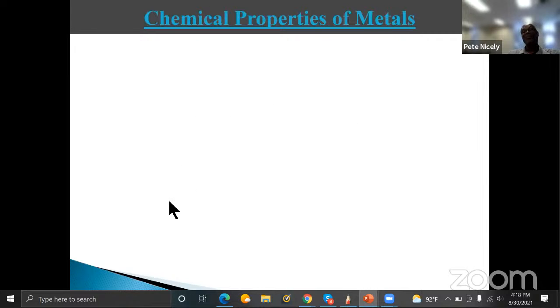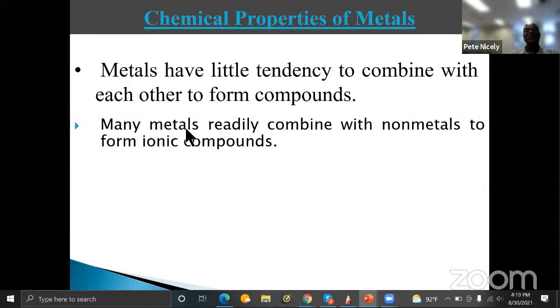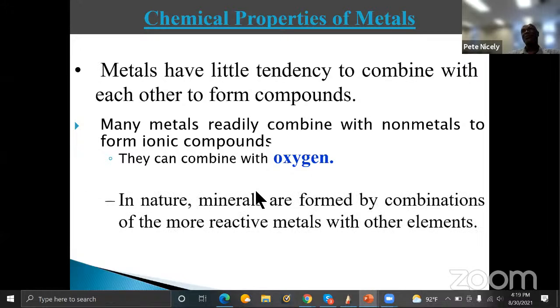Now, as far as the chemical properties displayed by metals, they tend to have little tendency to combine with each other. So it is very unlikely that you'll see two metals reacting with each other to form a compound. Instead, what you'll find is that many metals will readily react with nonmetals to form ionic compounds, all right? So for example, they will combine with sulfur or with chlorine or with oxygen, and the resulting products would be the result of that type of combination. So for example, sodium will react with oxygen to form sodium oxide, all right?